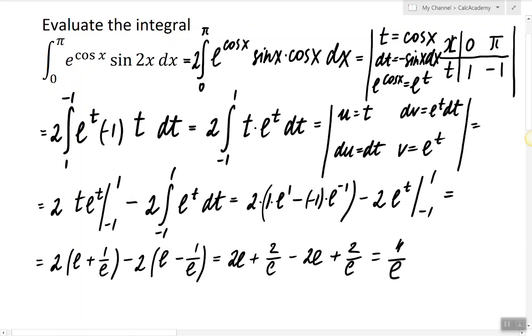So we evaluated the integral by first using a substitution and then integration by parts.